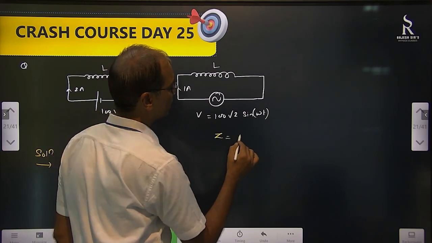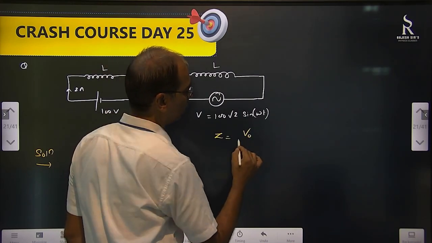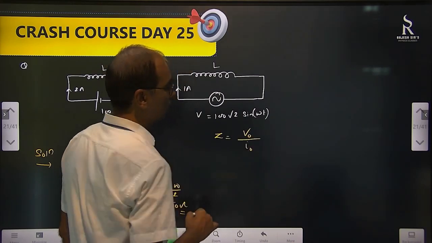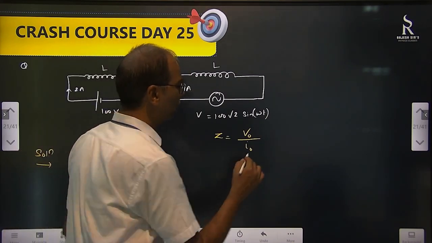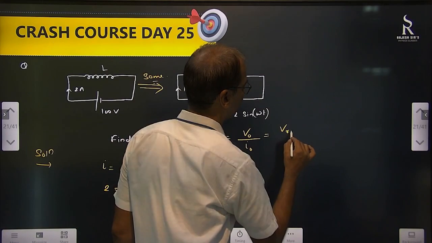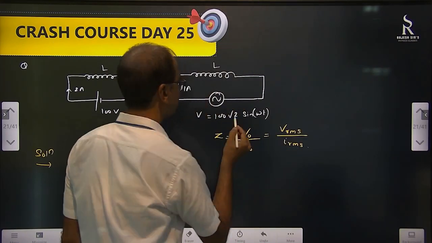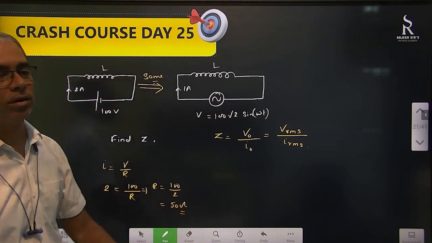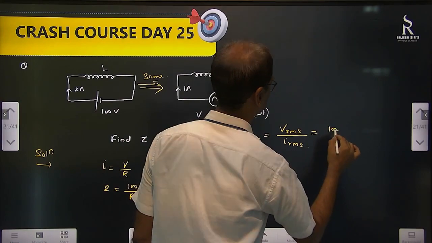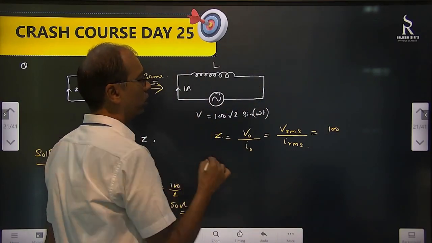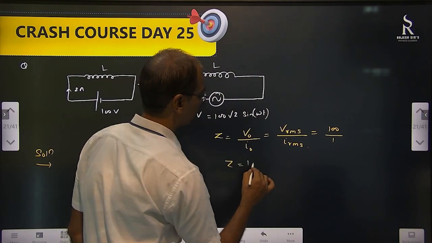So what is Z? Z we can say is V naught by I naught. But here it is 1 ampere, that is a constant value, so it is RMS. So the Z value is also V RMS by I RMS. V RMS is given as 100, so that value we already know. That is 100 by 1 ampere. So the Z value is actually 100 ohm.